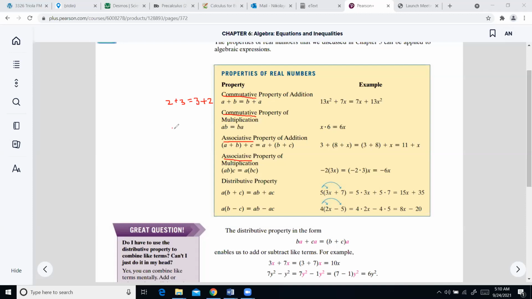The multiplication property says if you multiply 2 and 3, you get the same product as if you multiply 3 by 2. And we all know that and heavily utilize it.